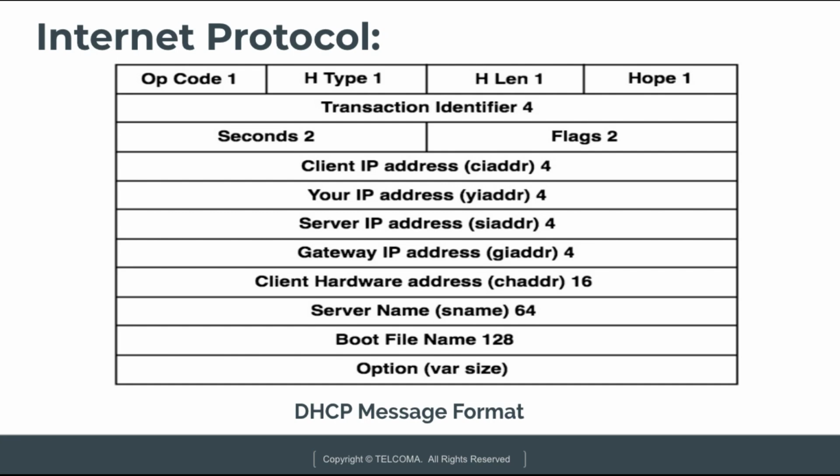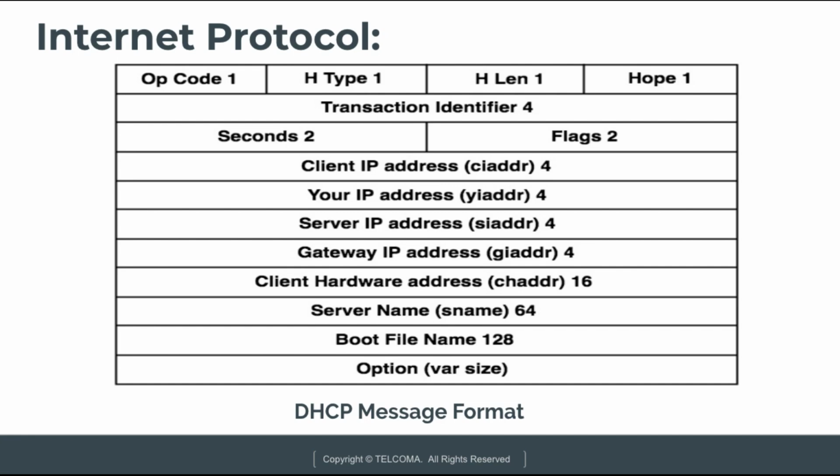Next is the server name. This is an optional field and it contains the server host name. Another one is the boot file name. This field contains the name of the file for the booting process, and it is 128 bytes long. The last field is options, which is an optional field and it has a variable size. So this is about the DHCP message format.